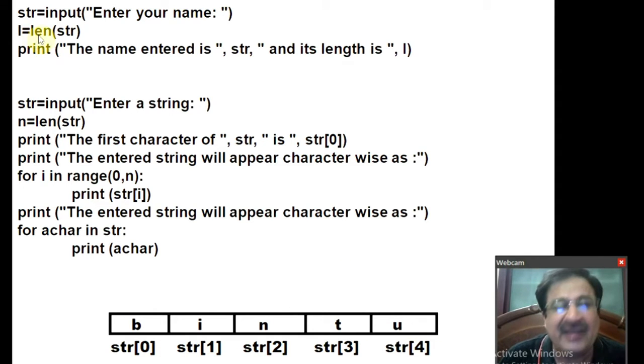Okay. Find out the len. See, the len function finds out the length of the string in the str variable. So it will count the number of characters: 1, 2, 3, 4 and 5. And 5 will be assigned to the variable L. Okay. The name entered is, this str is outside the apostrophe, so the value in the str variable will be displayed. The name entered is Bintu. And its length is, again this L is outside the apostrophe, so the value in the L variable will be displayed, that is 5. The name entered is Bintu and its length is 5.